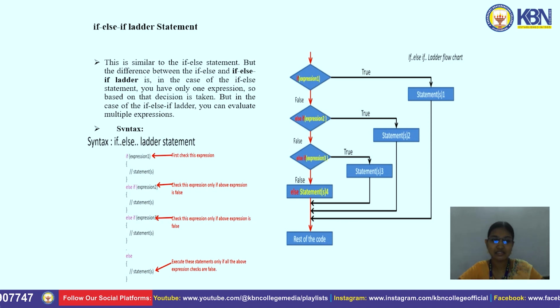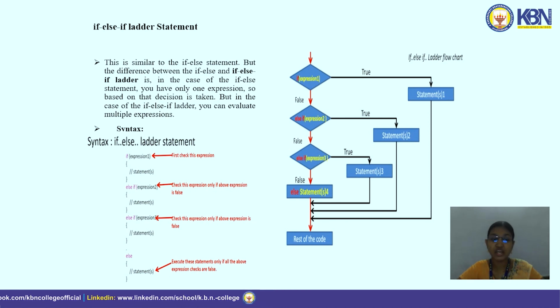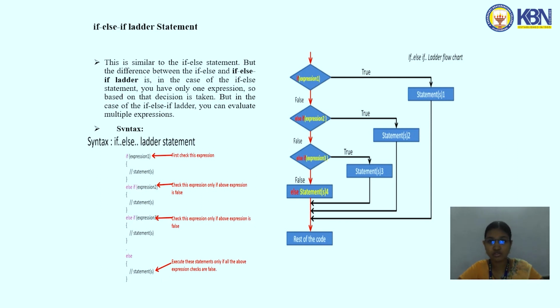Let us see the syntax. If expression 1, first check this expression. If it's true, it will enter the statement. Otherwise, if the expression is false, then it will enter else if. Or else if that expression is also false, then it will enter else if expression 3. If you fail in the if expression and else ifs, then finally it goes to the else block. Execute these statements only if all the expression checks are false. Whenever the else block is executed, the above expressions are all false.